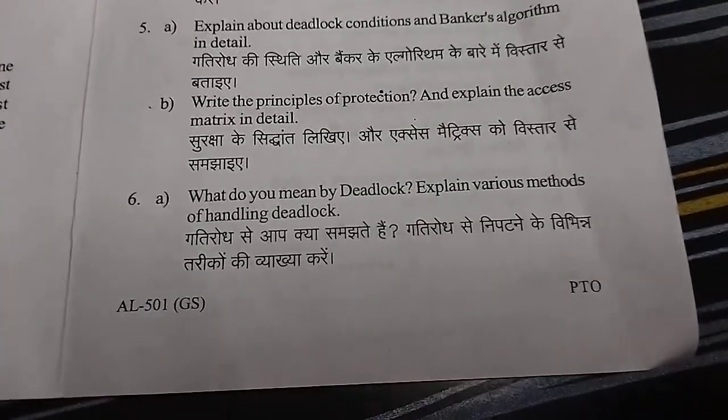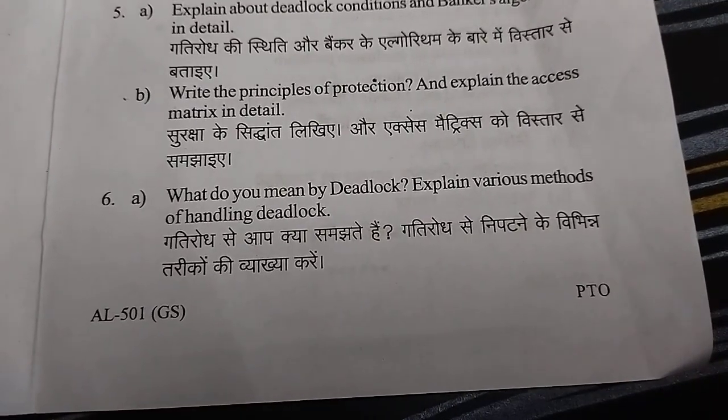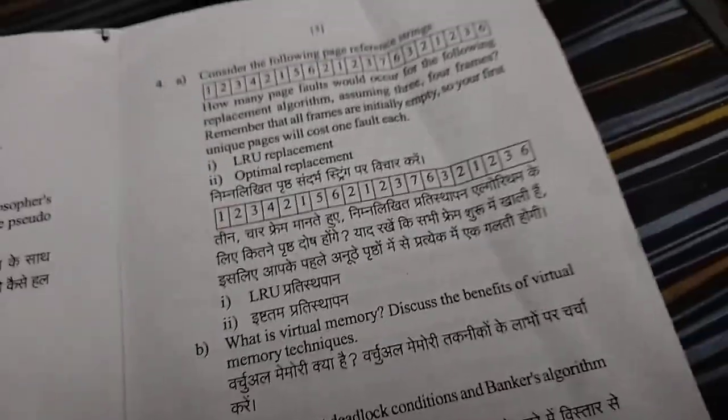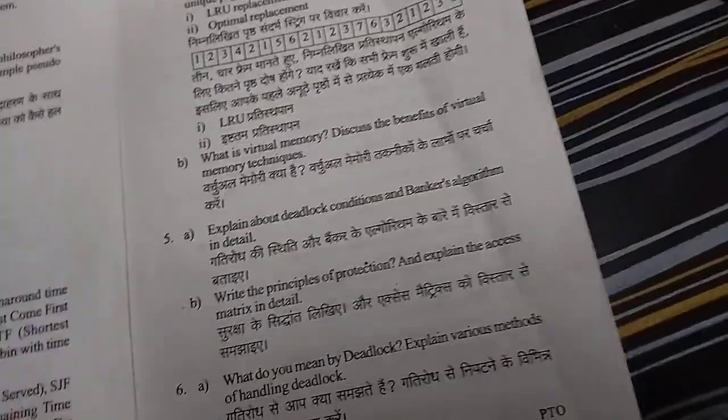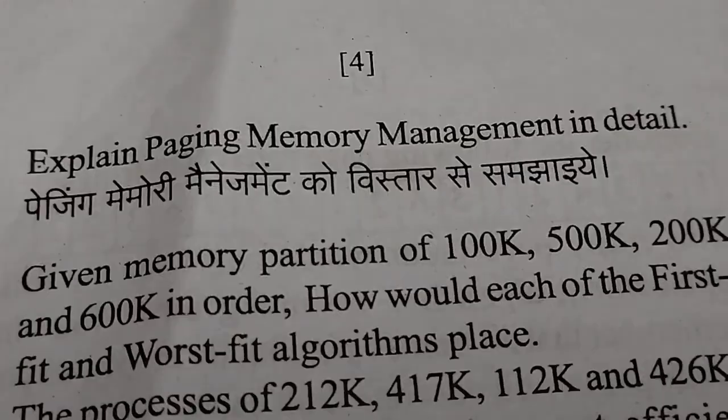Now the sixth question, first part is what do you mean by deadlock, explain various methods of handling the deadlock. So these all questions are about the third page of our operating system question paper. Then we move towards the last page of our question paper. Now sixth second part is explain paging memory management in detail.